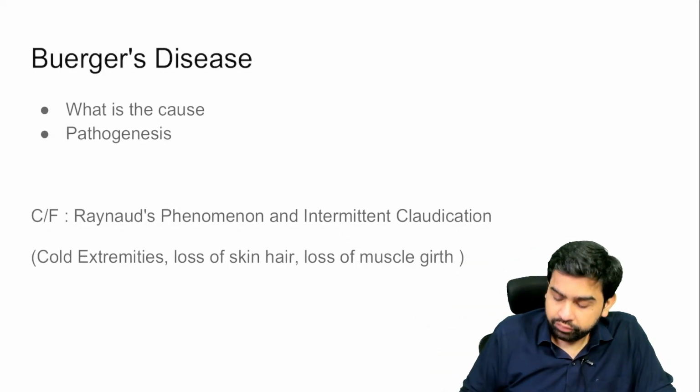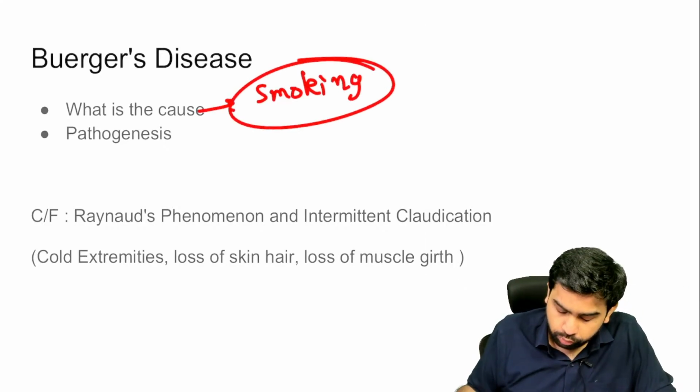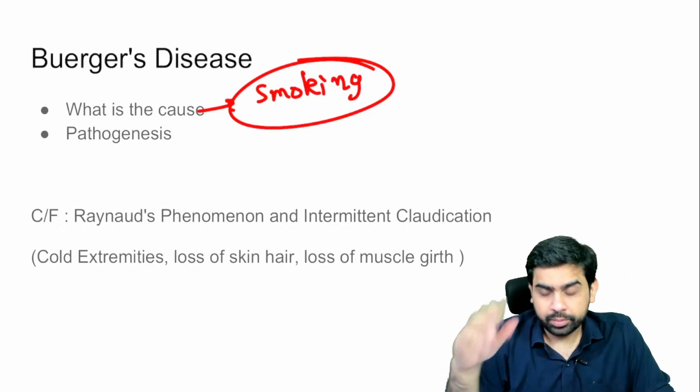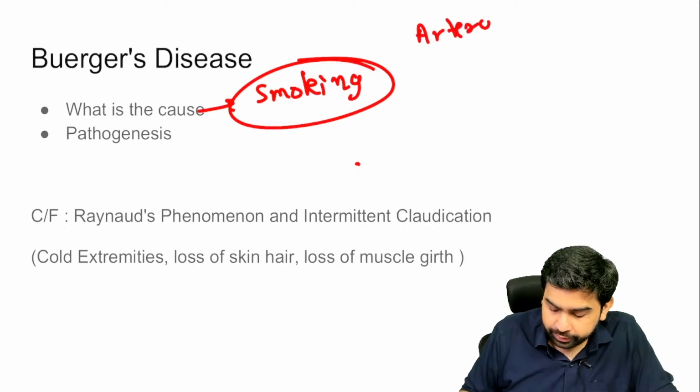Okay, so the one important cause of this particular Buerger's disease is smoking. Smoking is the most important cause of that. What is the pathogenesis? Forget about all these things. Here there is involvement of the artery plus the vein plus the nerve.